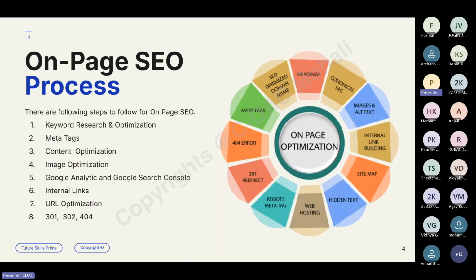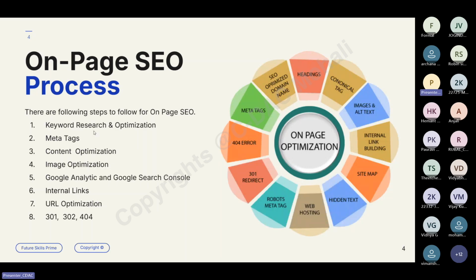Then after this, we will add these keywords and a description of my business inside the meta tags. There are different meta tags available. One of them is the title. Then we will add keywords in the meta tag. Then we will add a description in the meta tag.